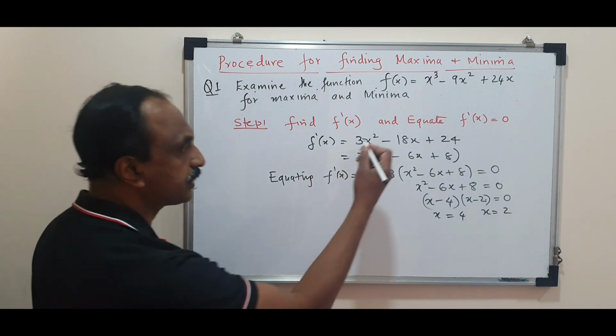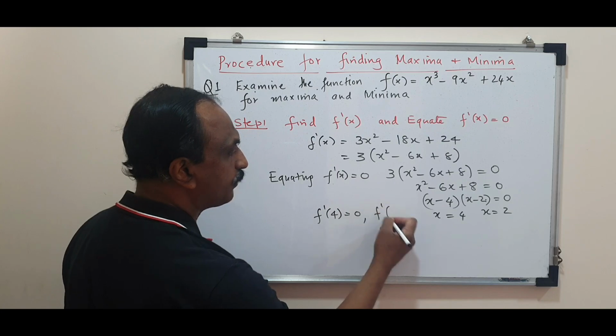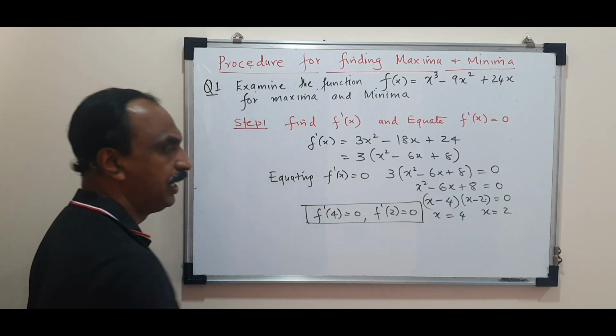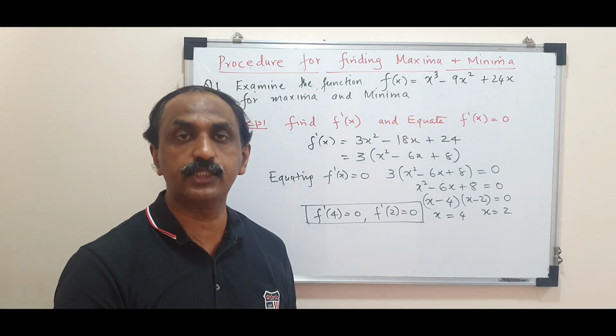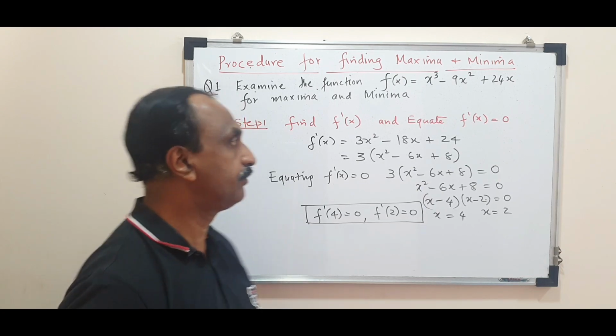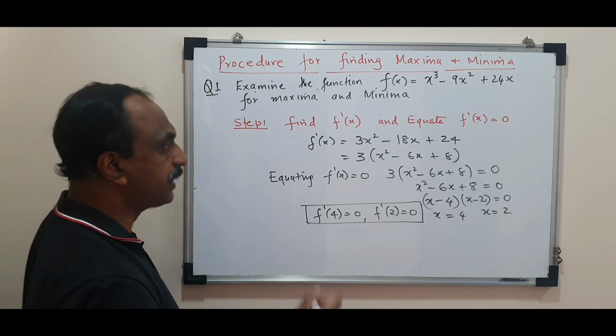So my conclusion is f dash of 4 is 0 and f dash of 2 is 0. This is my conclusion from here. That means x equal to 4 and x equal to 2 are the local maxima or local minima. One of them is local maxima, one of them is local minima. Now I go for the second step, step number 2.